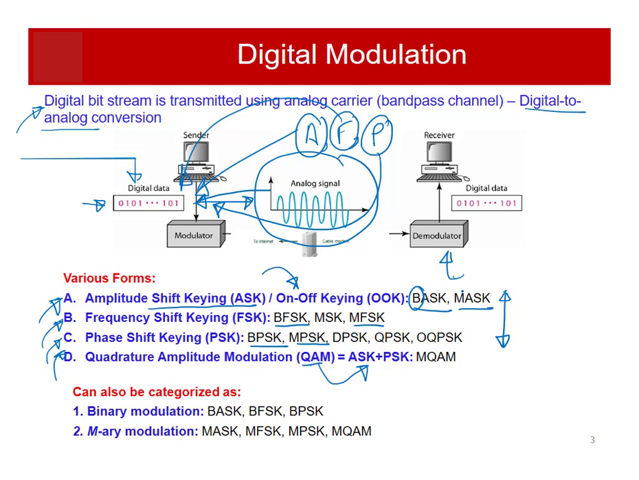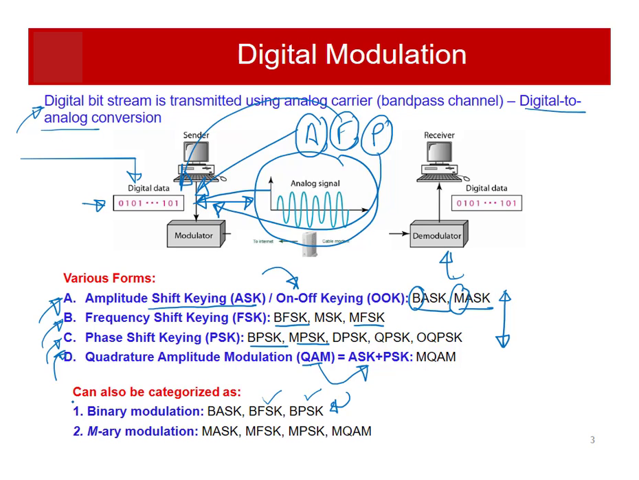What does it actually mean? The amplitude shifting can be categorized as binary and M-ary. So when you have B in front, it's binary. You can see BASK, BFSK, BPSK. All of these techniques are binary shifting techniques: binary amplitude shifting, binary frequency shifting, binary phase shifting. On the other hand, you have M-ary techniques. MASK means M-ary amplitude shifting, M-ary frequency shifting, M-ary phase shifting, and so on.